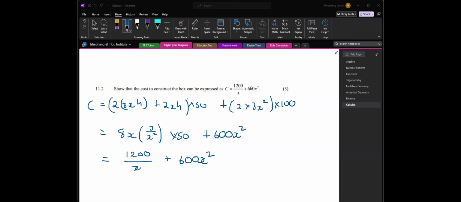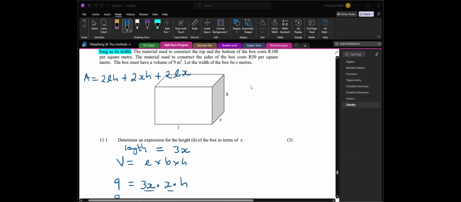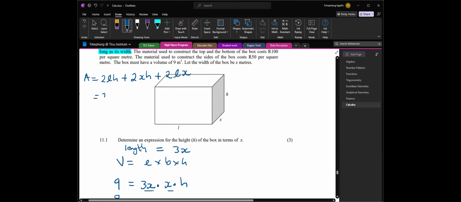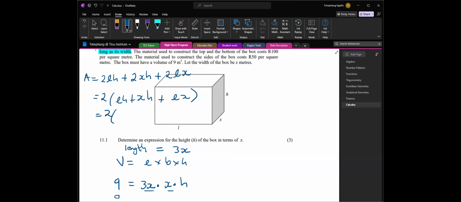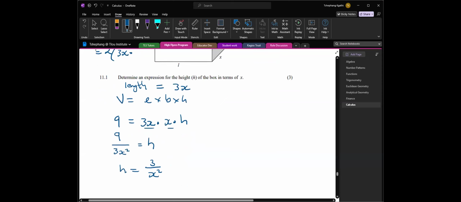Now, because we're going to be looking at the cost, to make it easy for you, you need to use that formula. Maybe you want to do it this way: 2 into LH plus XH plus LX. Substitute what you have. The 2 is outside, I just took it out as a common factor. Right? What was our length? 3x. What was our height? I think we got it to be 3 over x squared.